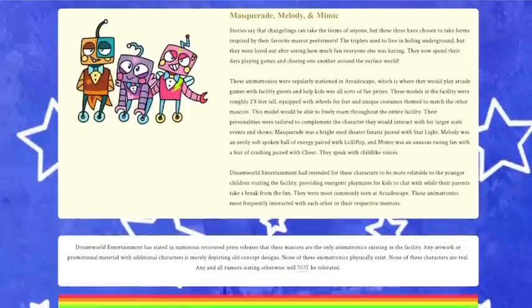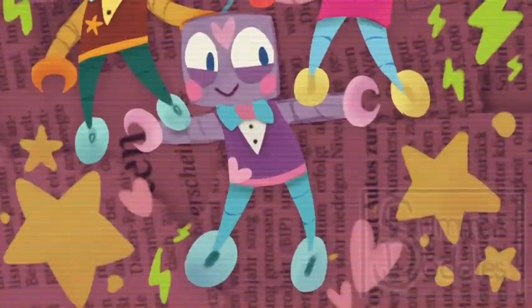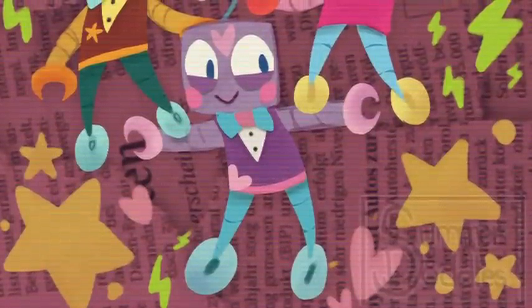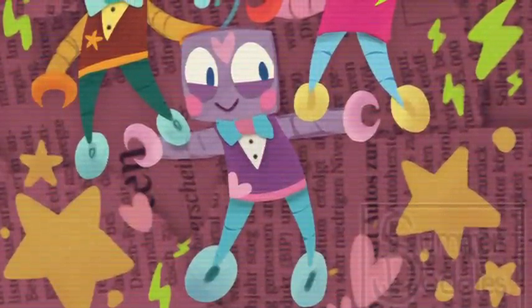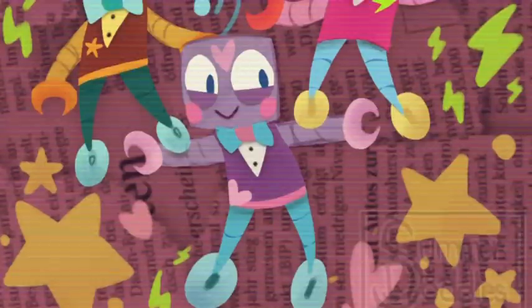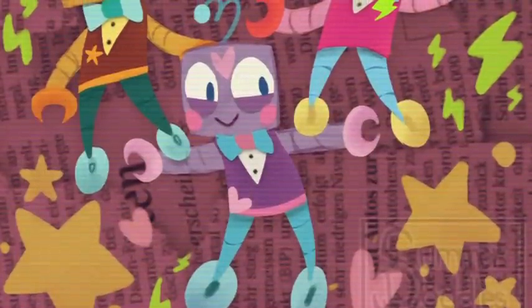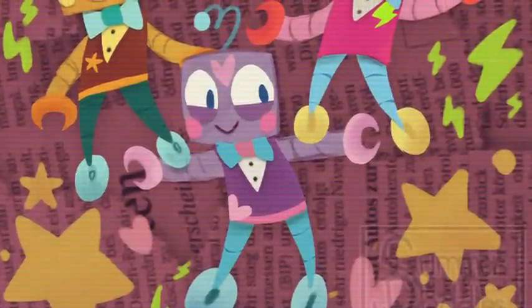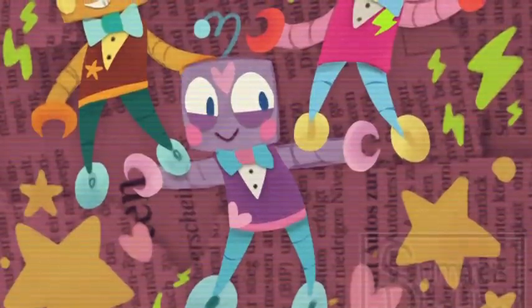Last but certainly not least, we have the Triplets, Masquerade, Melody, and Mimic. Stories say that changelings take the forms of anyone, but these three have chosen to take forms inspired by their favorite mascot performers. The Triplets used to live in hiding underground until they were lured out after seeing how much fun everyone else was having. They now spend their days playing games and chasing one another around the surface world.